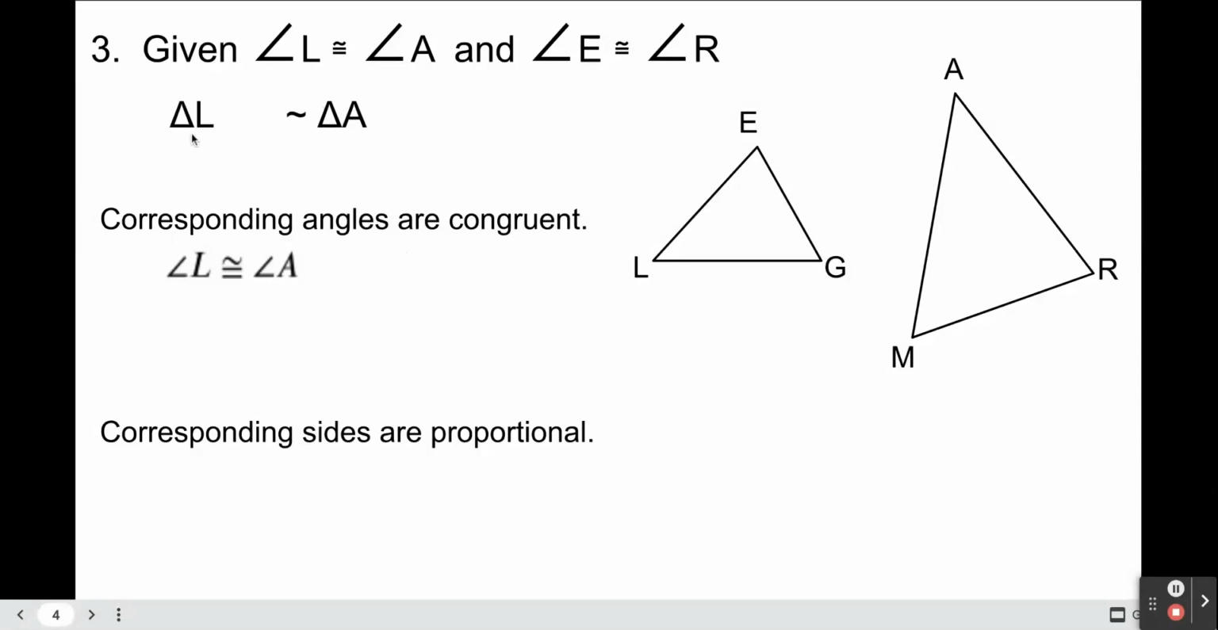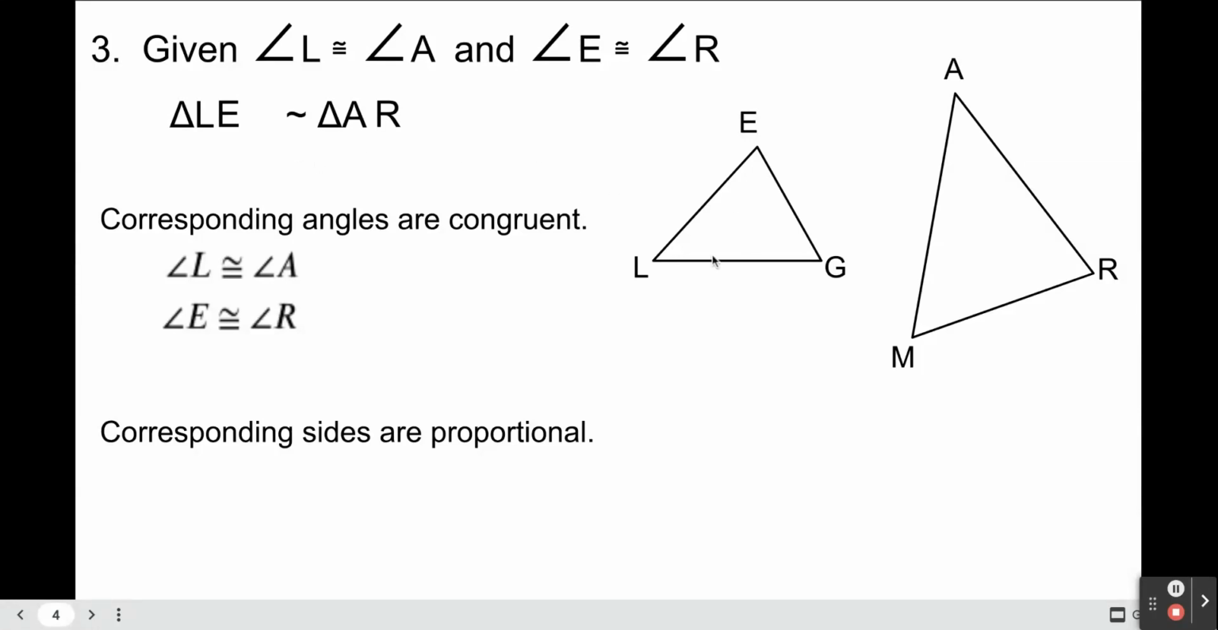Let's go ahead and write our similarity statement. Because of angle L corresponds to angle A, our similarity statement will also correspond in that way. So triangle L, we'll name the rest of that, but the L corresponds to A in the other triangle. So we'll name our triangles based on their angles. The other pair of corresponding angles that was given, E is congruent to R, so then that means we can also line that up in our similarity statement. E goes with R.